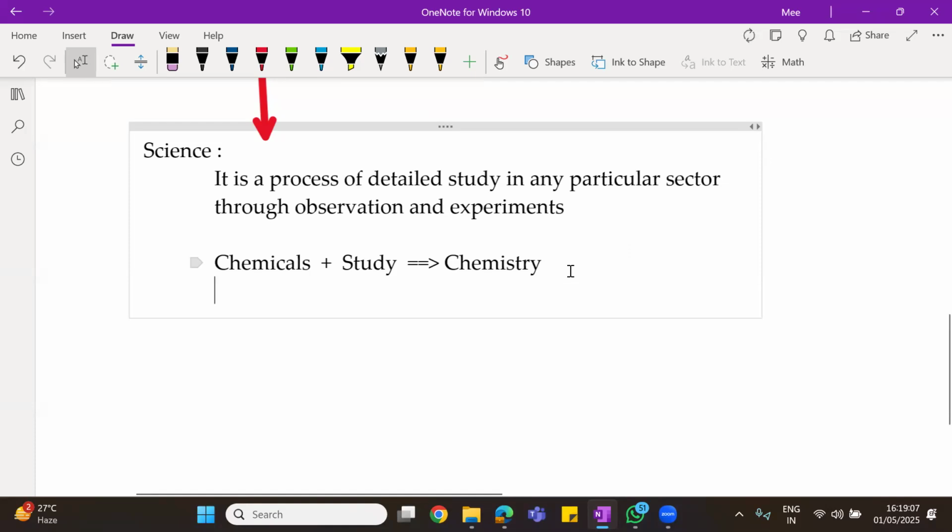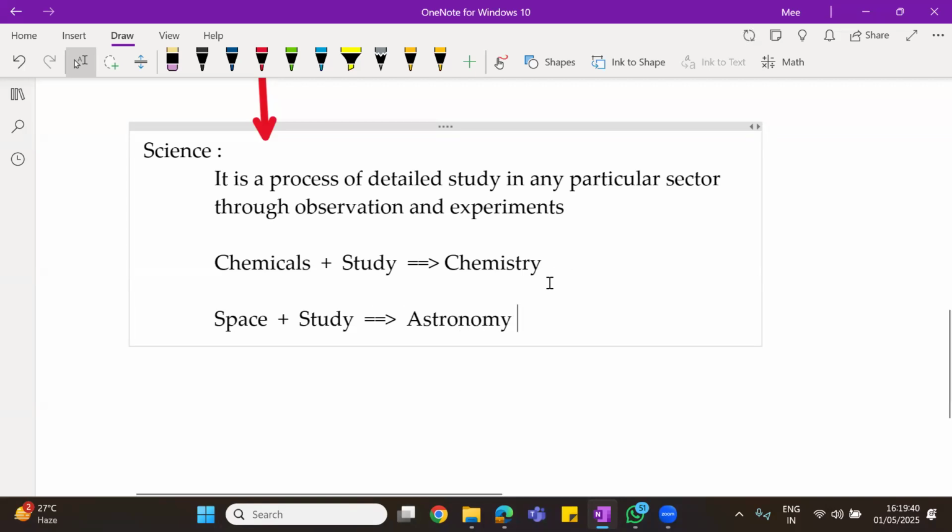Next scenario. If you take extraterrestrial objects like space, you are seeing the planets, the stars, the sun, comets, the moon, and all these things. In space, you are doing a detailed study. That is called astronomy.